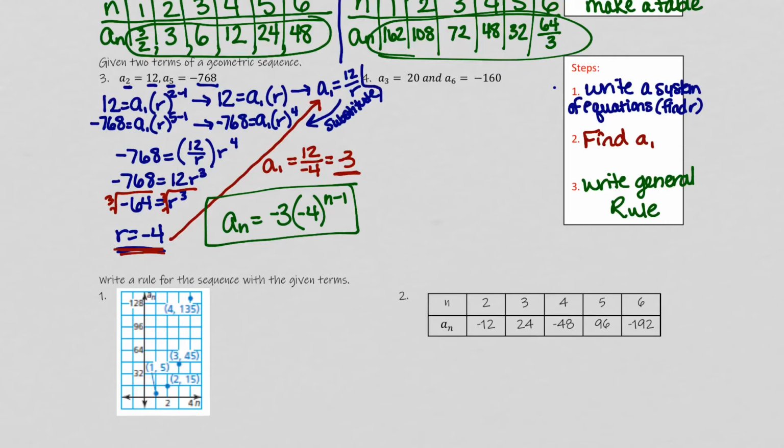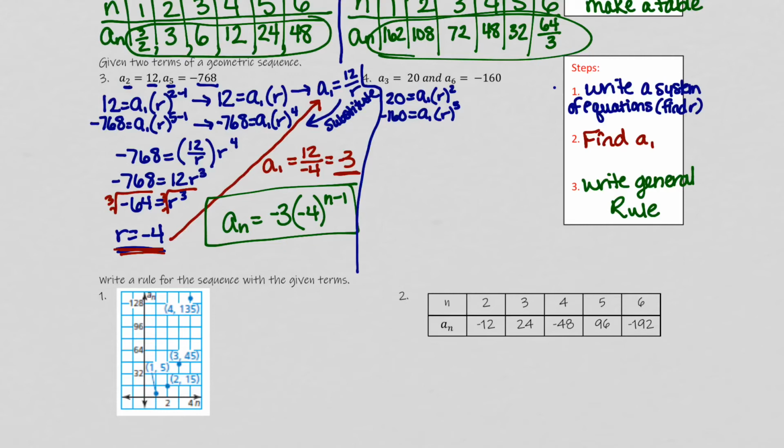All right, number 4 here. Separated a little bit. Okay, it gives us a3 equals 20. So that means n is 3, an is 20. So 20 equals a1 times r to the 3 minus 1, which 3 minus 1, I'm just going to erase that and say that's a 2. 3 minus 1 is 2, instead of rewriting it like I did over here. And then the second one, n is 6, an is negative 160. So I have negative 160 equals a1 times r, and it'll be 6 minus 1 power, which is 5.